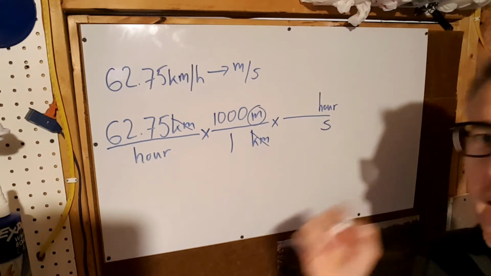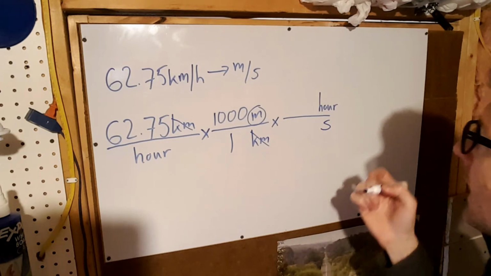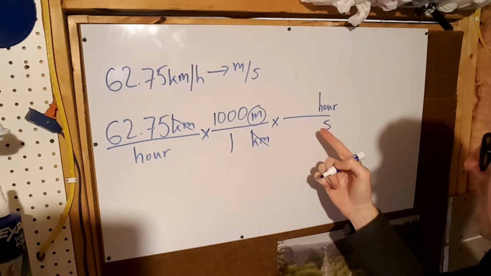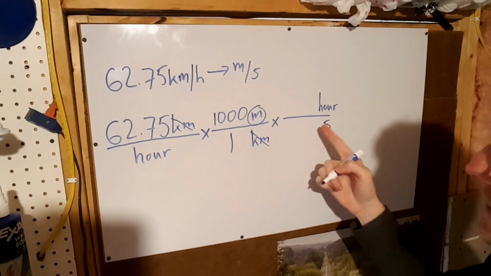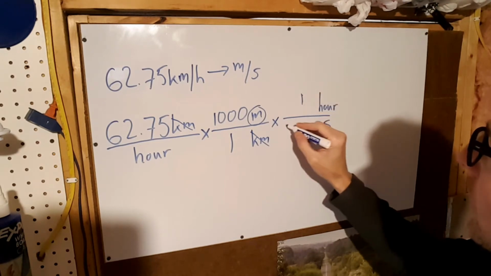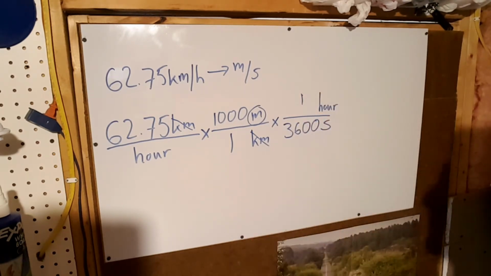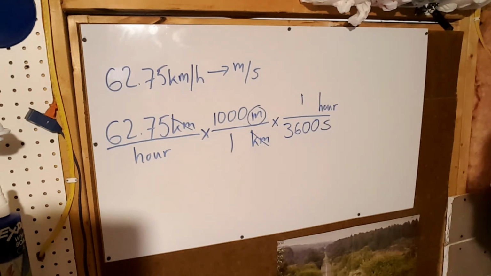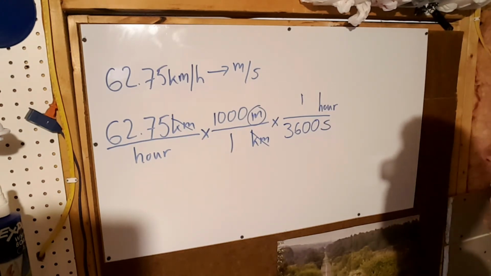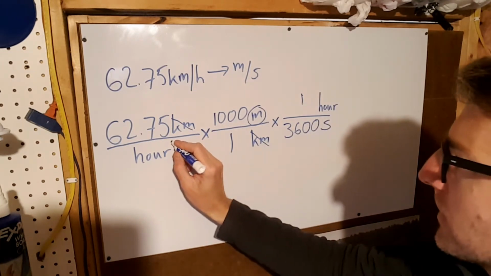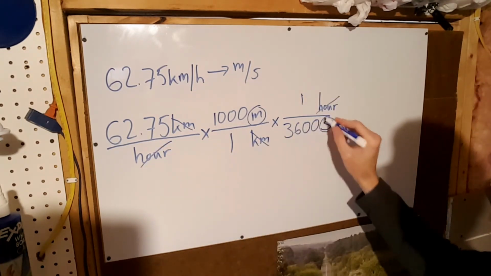What is the relationship between hours and seconds? How many seconds in an hour? Well, there's 60 seconds in a minute, and there's 60 minutes in an hour. So 1 hour turns out to have 3,600 seconds. It's 60 times 60. 6 times 6 is 36, plus a couple of zeros, and you get 3,600 seconds in an hour. So that is what is up there. Hours ends up canceling with hours, and you're left with the seconds you want.